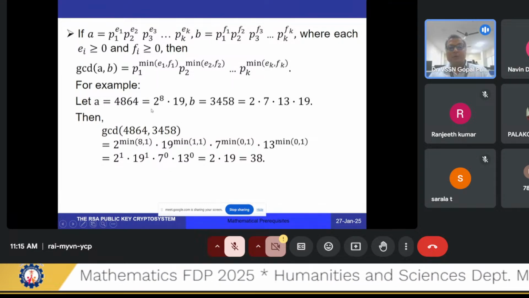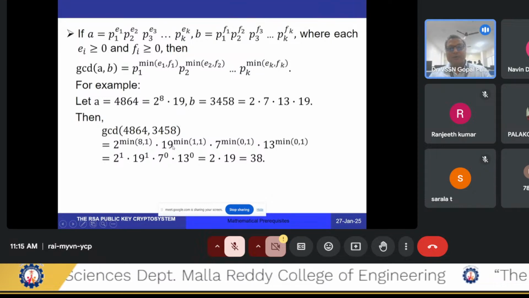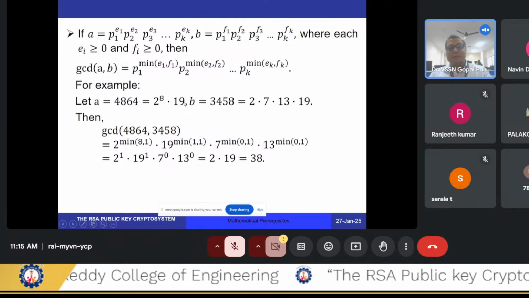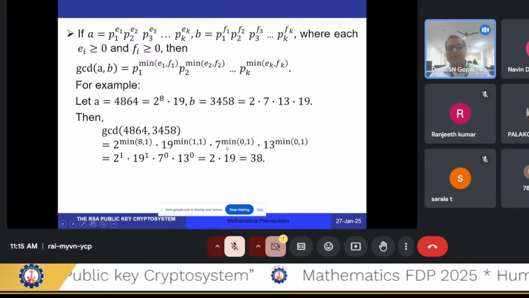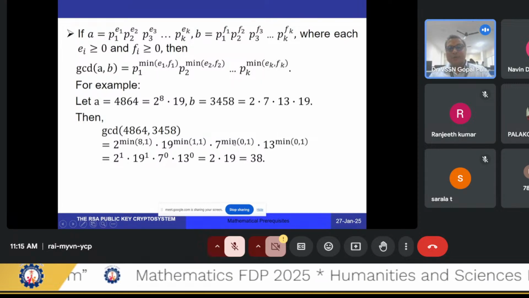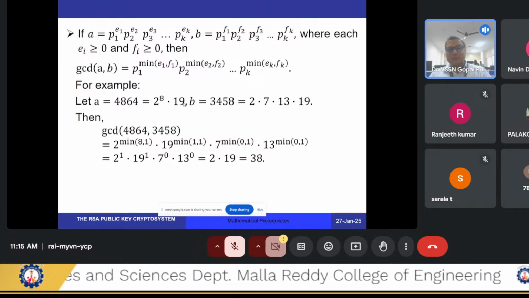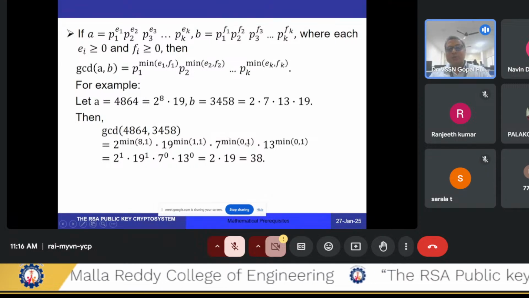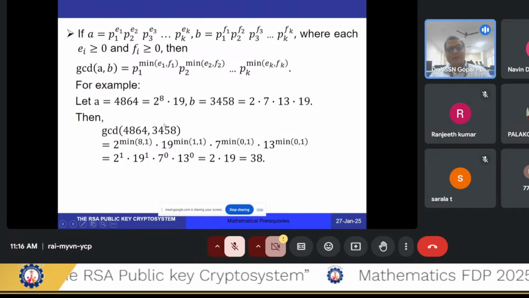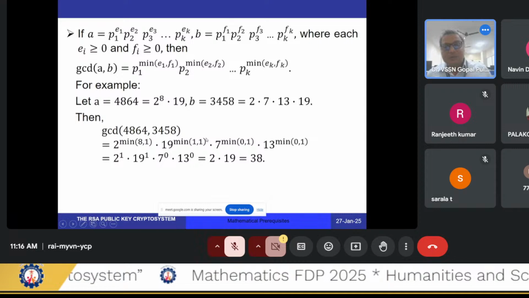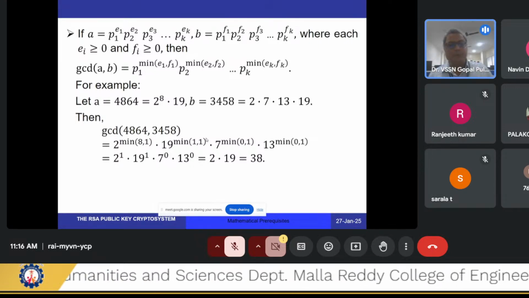2 power minimum of 8, 1, and 19 power minimum of, in this case, 19 power is 1. Okay, here also 1, 19 power minimum of 1 comma 1, and 7 power. Okay, here there is no prime factor for A as 7, so 7 power minimum of 0 comma 1, 13 power minimum of 0 comma 1. Proceeding in this way, we end up with 38 as the GCD of the two considered numbers A and B.